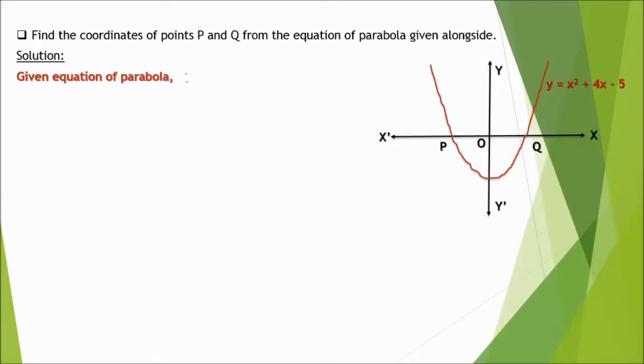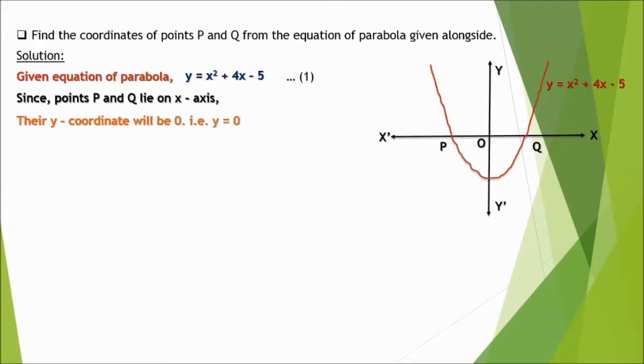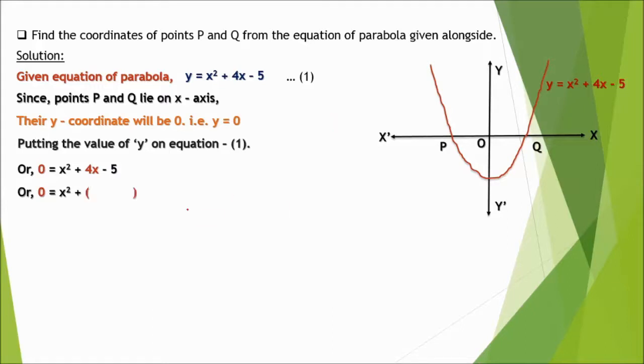The given equation of the parabola is y equals x² plus 4x minus 5, and let's call this equation 1. Since points P and Q lie on the x-axis, their y coordinate will be 0, that is y equals 0. So putting the value of y in equation 1, 0 will be x² plus 4x minus 5. Now we have to factorize. It is a quadratic equation, and we can easily factorize it. 0 is equal to x² plus, in the middle, 5x minus 1x. So let's open the bracket.